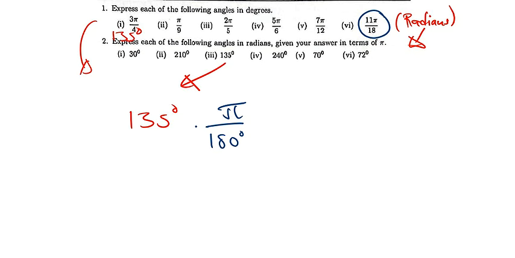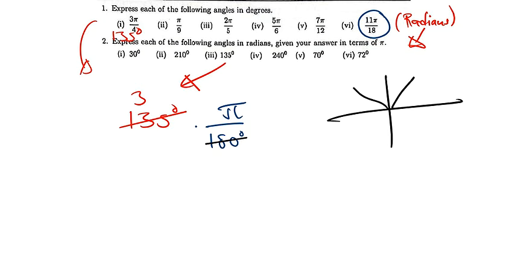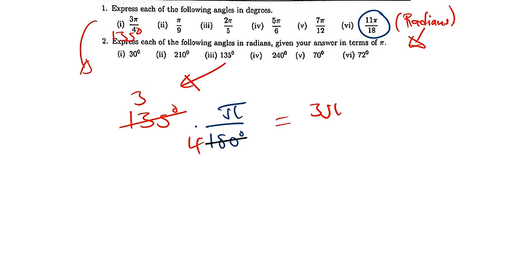Okay, find common factors between 135 and 180. Okay, so we find that 45 can be divided. 45 into 135 is 3 times, and then into 180, if you look at the quadrants, this can be divided into 45, 45, 45, 4 times. So remaining with 3 pi on top over 4. That's how you get to radians.